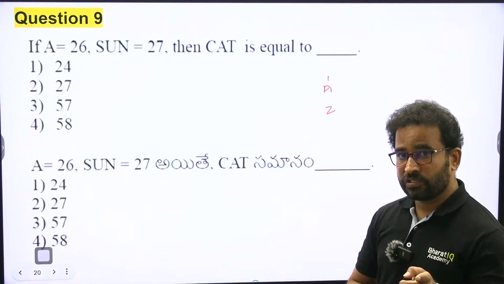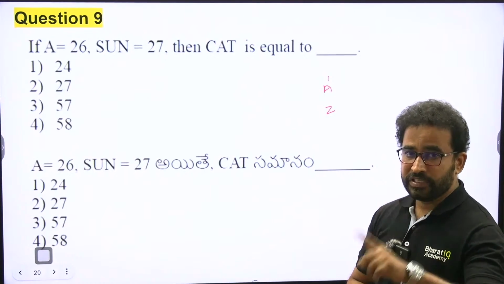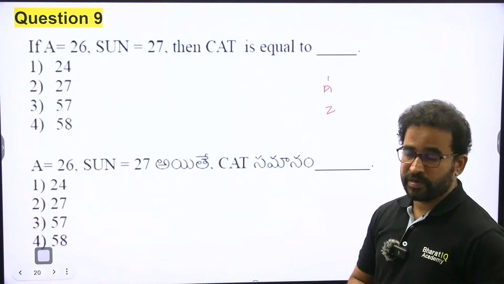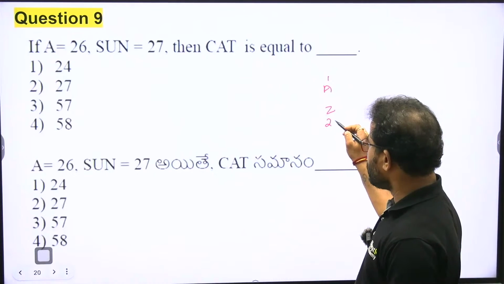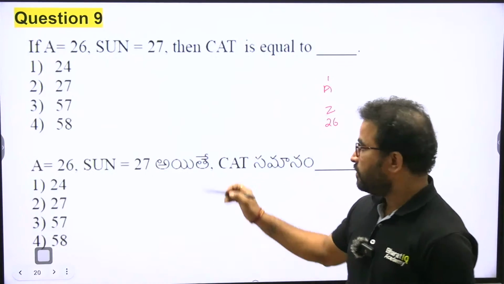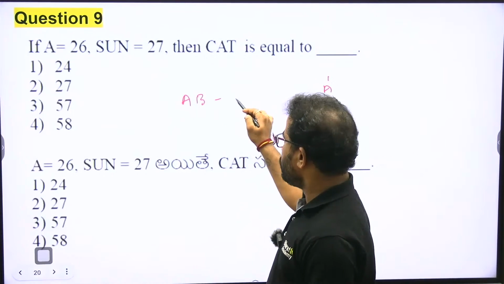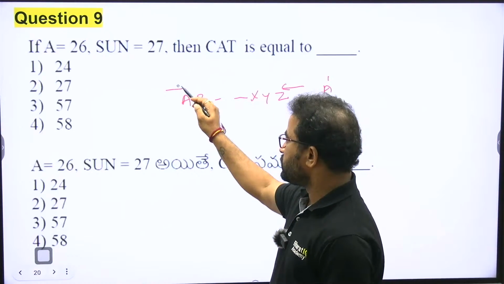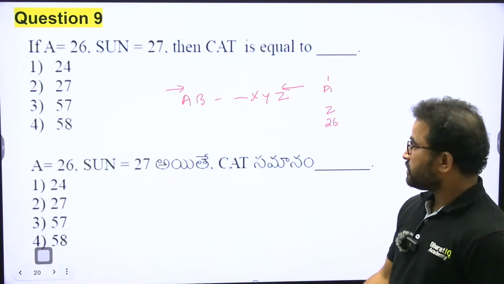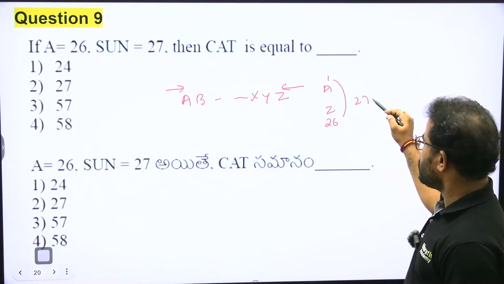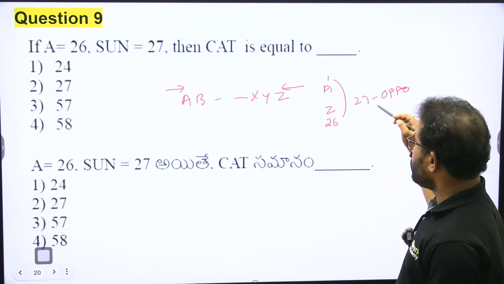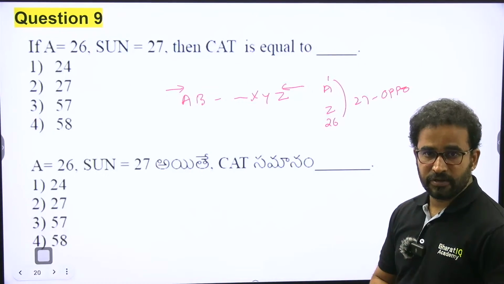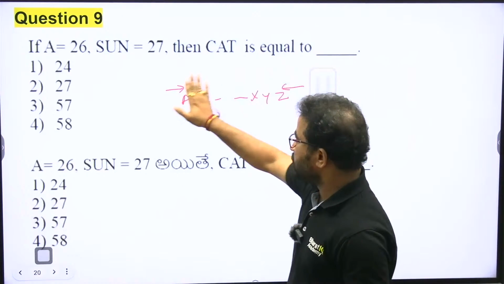For example, if the question asks which alphabet is in the first position from the right hand, from the right hand point of view, Z is the first value. We know very well that A to X, Y, Z, from the right side Z is the first position and A is the last position. The sum of these two is 27, which means an opposite pair. A's opposite is Z.